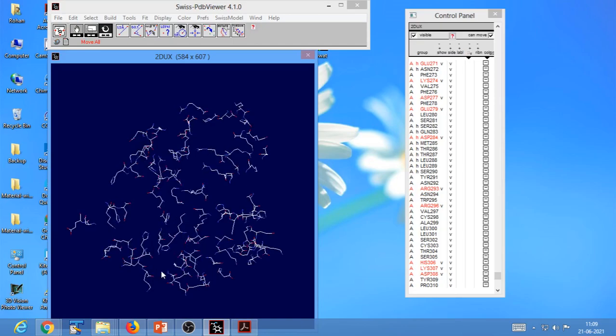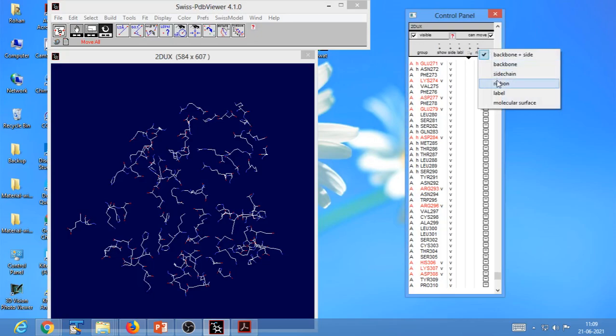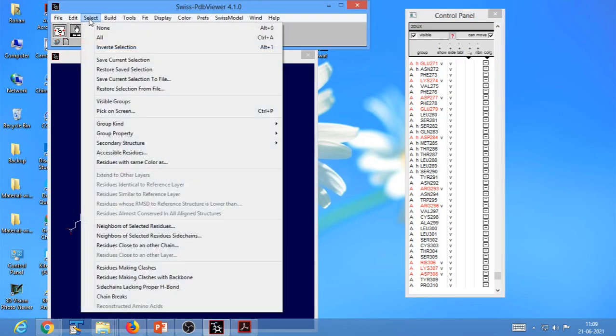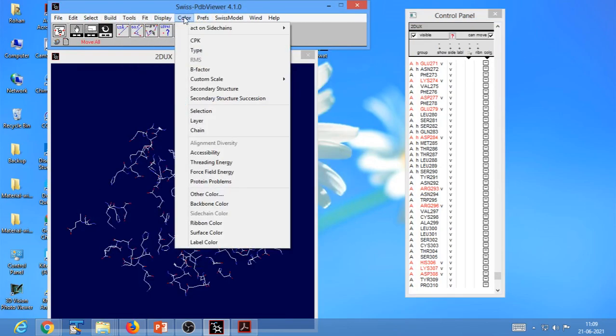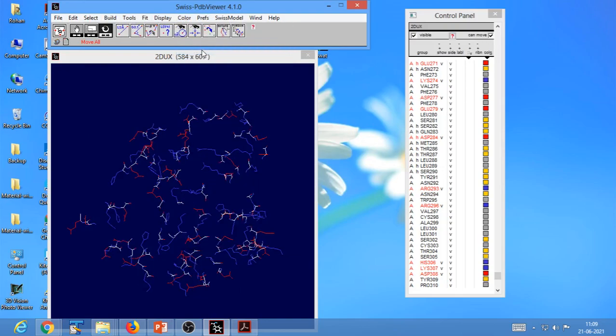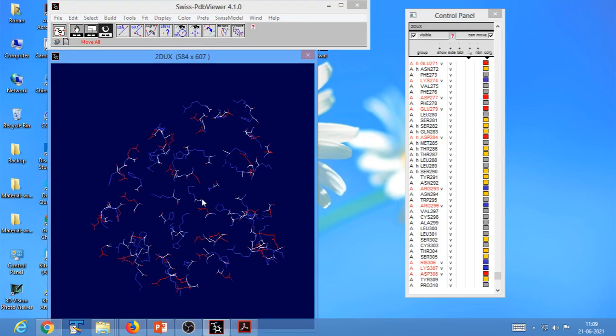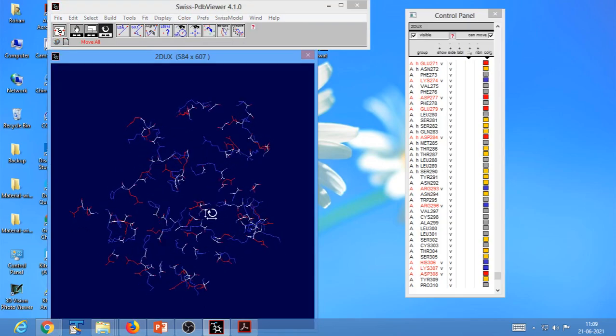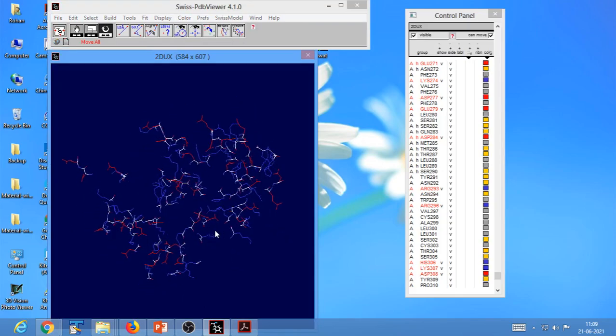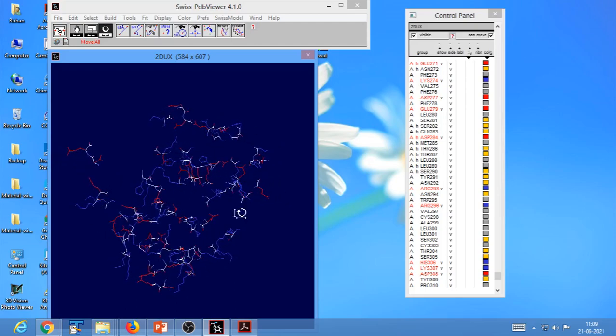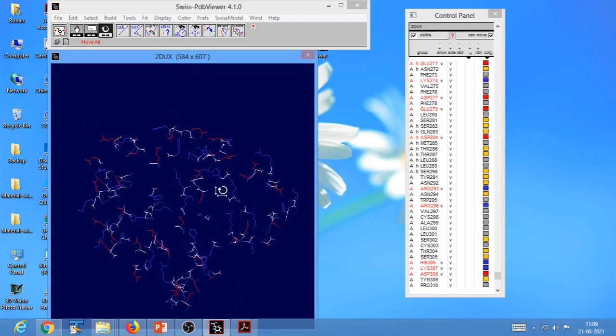Now what you can do is color your side chains by properties. Select, or you can say color by type. Here we go. So now it becomes much easier for you to determine if there are salt bridges in your protein.